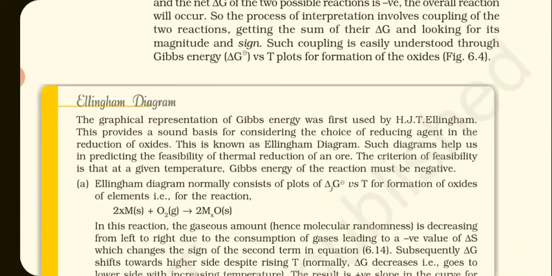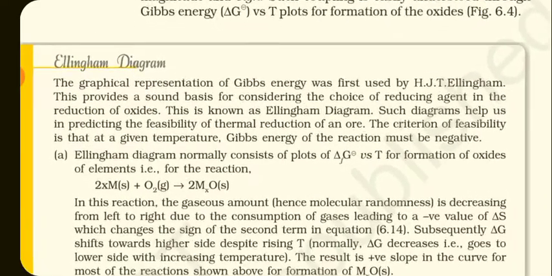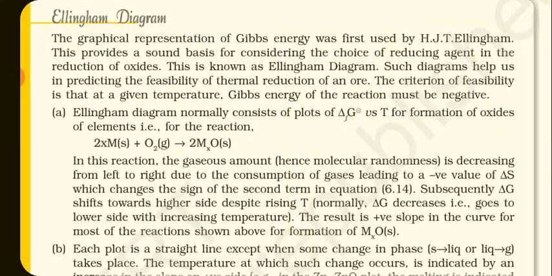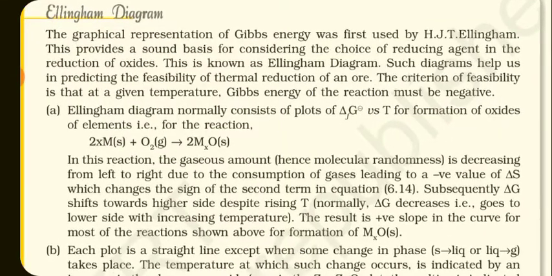These are also called Ellingham diagrams. The graphical representation of the Gibbs energy was first used by H. J. T. Ellingham. This provides a sound basis for considering the choice of reducing agent in the reduction of oxide. This is known as the Ellingham diagram. This is also important; at one time it is asked to describe the Ellingham diagram.